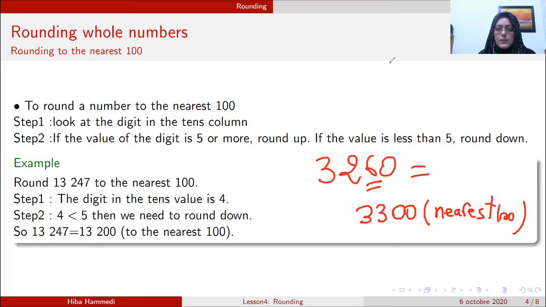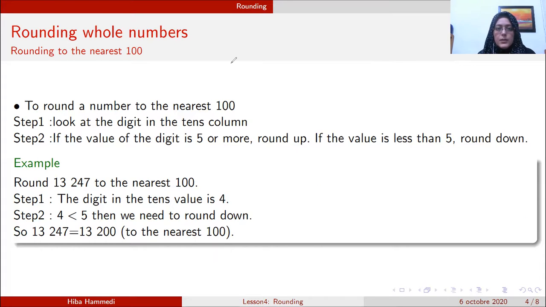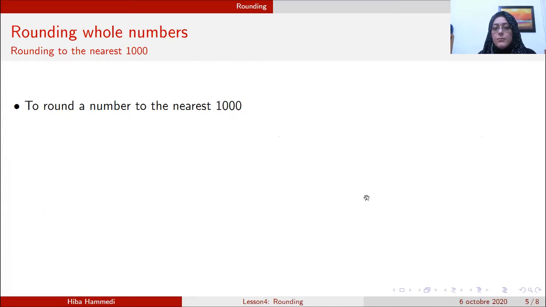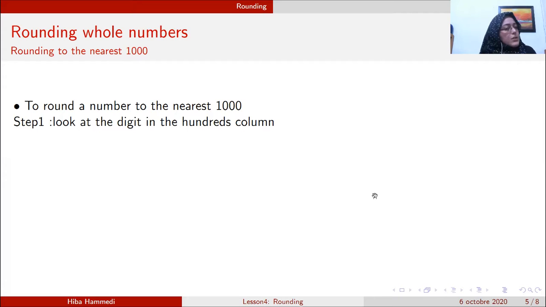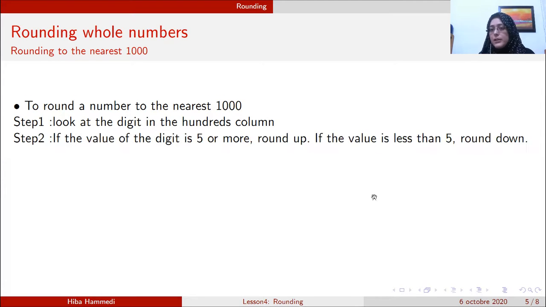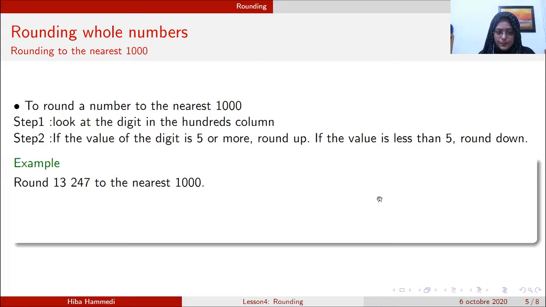All right, I hope this is helpful for you. Let's move on. So this is how to round the numbers. Let's say if I would like to round a number to the nearest 1,000. So it's the same thing. I just need to look at the value of the digits in the hundreds column and compare that to 5. If it is 5 or more, I will round up. If it's less than 5, I will round down.